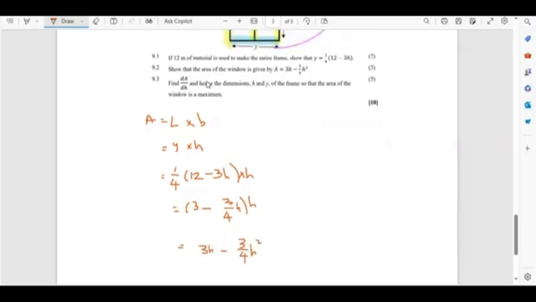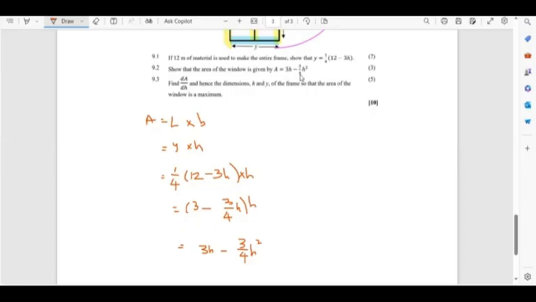Now, we have proven that our area can be written in this form. Now, 9.3 says find dA over dh, basically the first derivative, and hence the dimensions h and y of the frame, so that the area of the window is a maximum. Whenever you have a question relating to maximum and minimum, just know you need to find the first derivative. Because we are talking about the area, we need to find the first derivative of this area, and after we have found it, we need to equate it to 0.